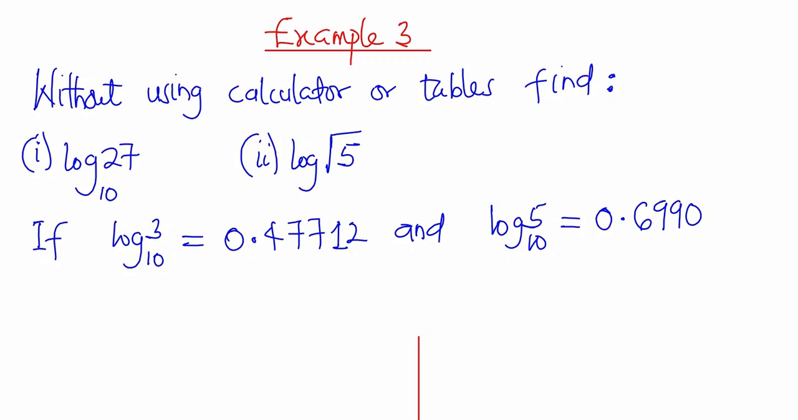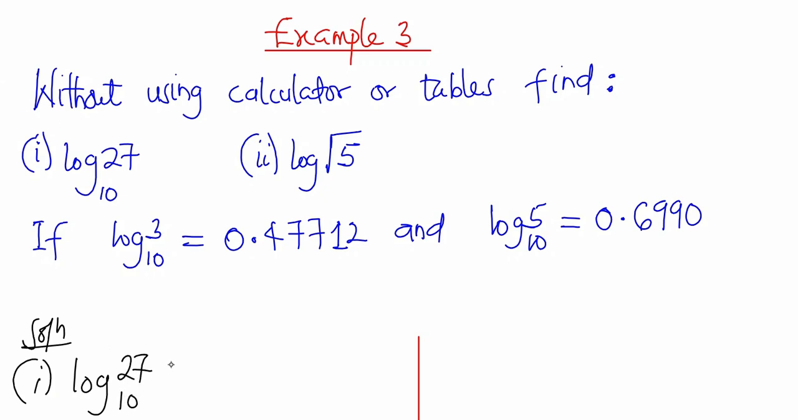Example 3 says that without using a calculator or tables, find logarithm of 27 base 10 and logarithm of square root of 5, if logarithm of 3 base 10 is equal to 0.47712 and logarithm of 5 is equal to 0.6990. Now taking it one by one, we are going to take the first one. So we have, yes, the I part, the logarithm of 27 base 10.